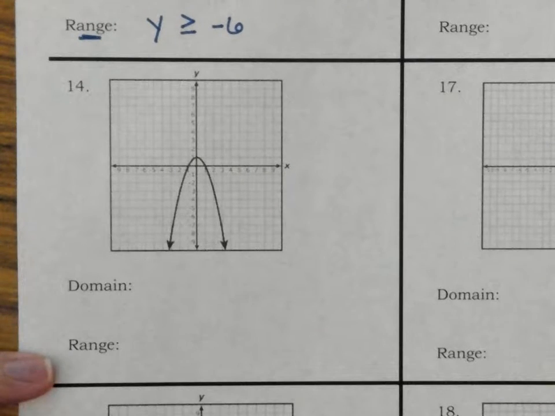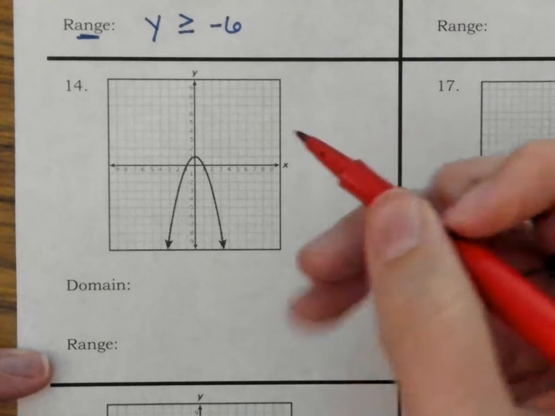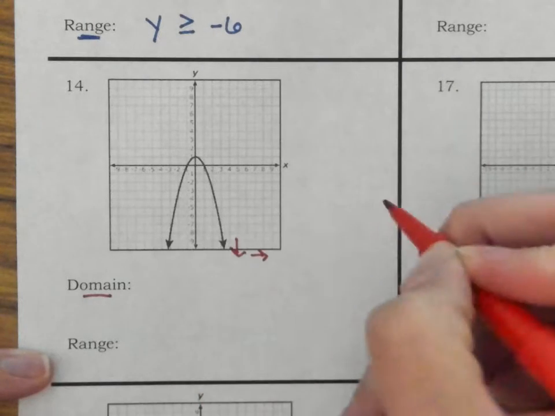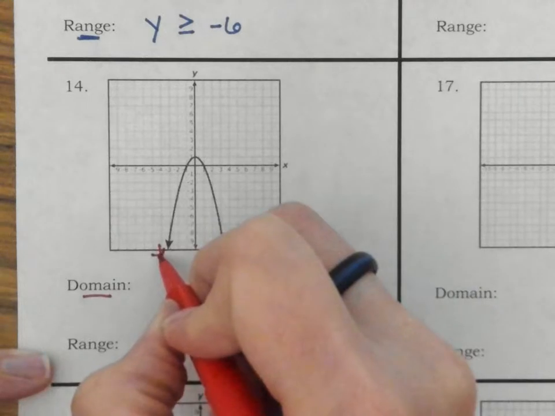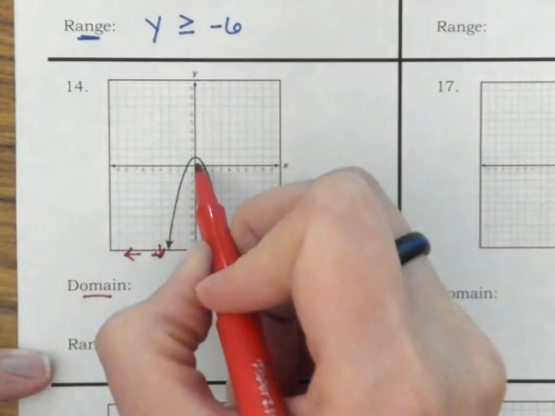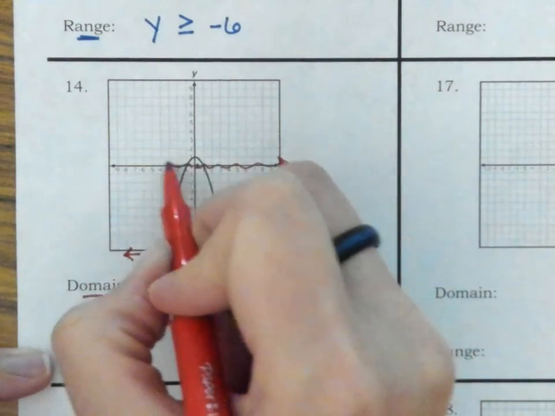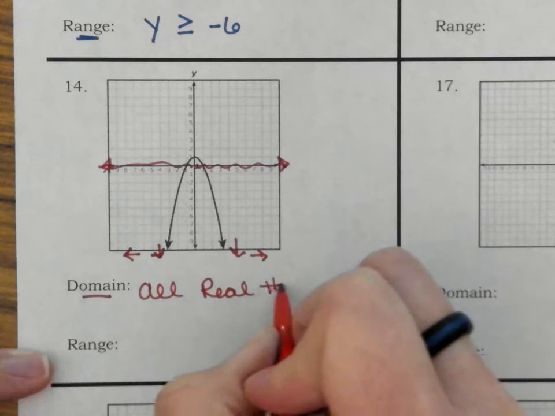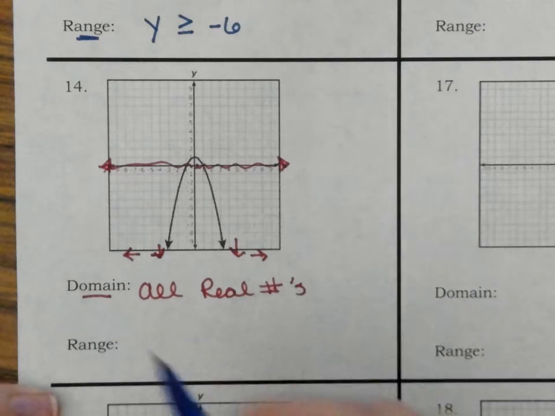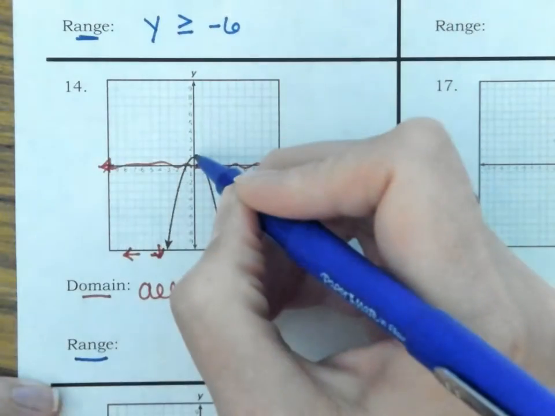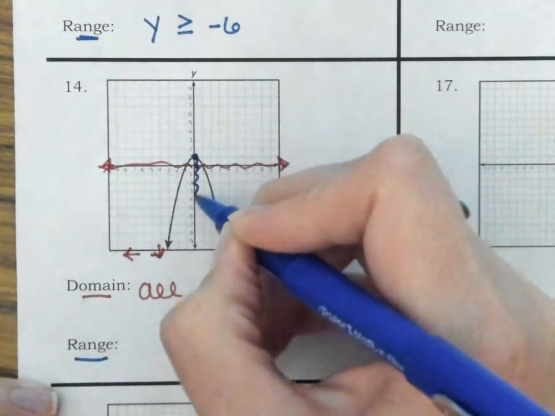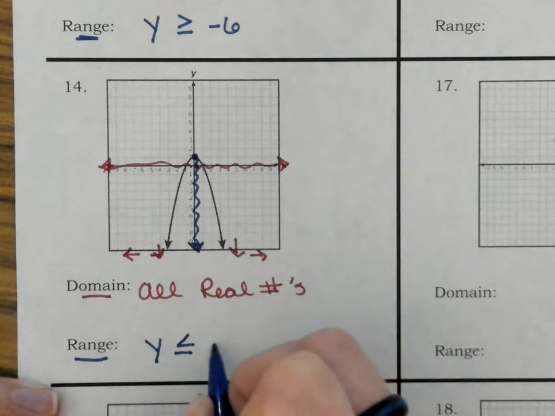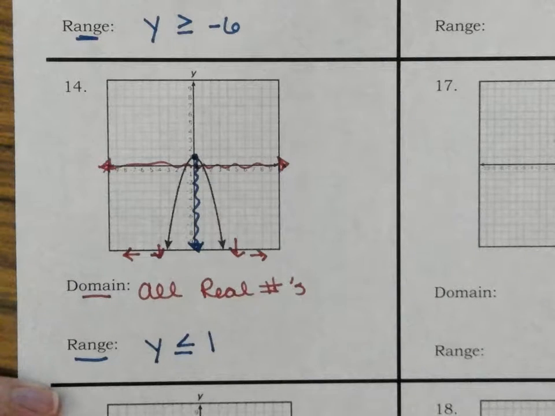Number 14 is just this flipped. So let's talk about the domain. This time it's going down and right, and down and left, which means it's going right forever and left forever. So the domain is all real numbers. And my range, it starts here at +1 and it's going down. So this time y is less than or equal to 1. It will never be bigger than 1.